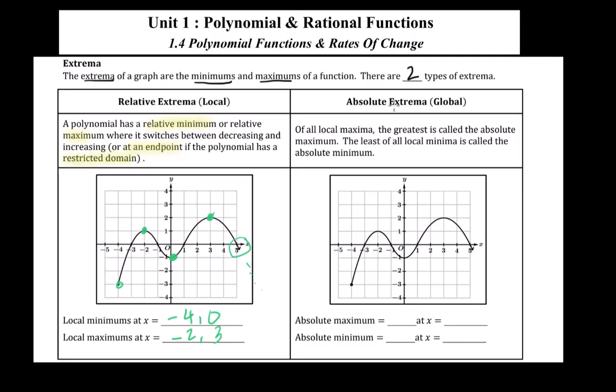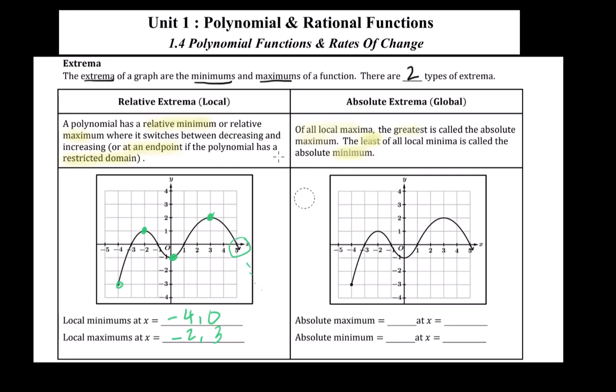So now we have the absolute extrema, or the global. Of all local maxima, the greatest will be called the absolute maximum and the least will be called the absolute minimum, or global maximum and global minimum. So we are not looking in the middle, we're looking for the highest point and the lowest point of the graph to find absolute extrema.